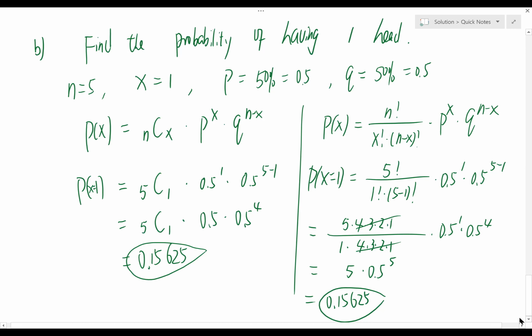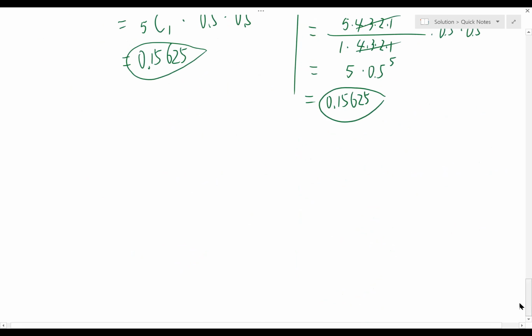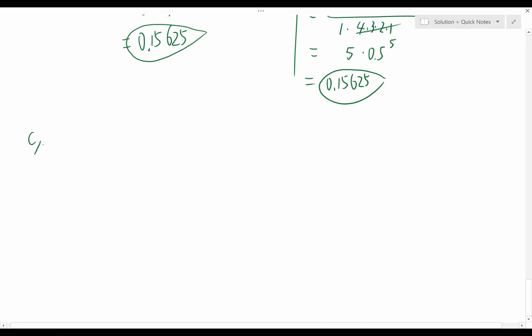All right. And now let's continue to show you a couple more calculations. So the third case could be find the probability of getting 3 heads.